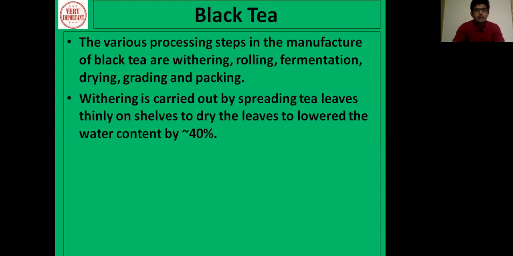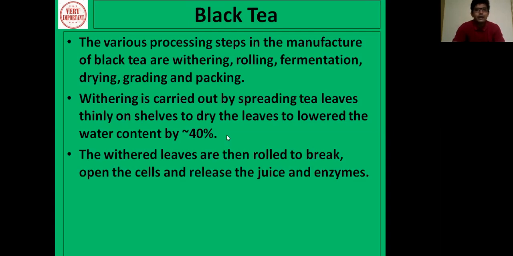Withering is carried out by spreading tea leaves thinly on shelves to dry the leaves and lower the water content by 40%. So the first step is withering. When tea leaves are plucked from the Camellia sinensis plant, they are spread on shelves and allowed to dry under sunlight, so it will withdraw the water level by nearly 40%. That is called the withering process. The withered leaves are then allowed to break open the cell and release the juice and enzyme.